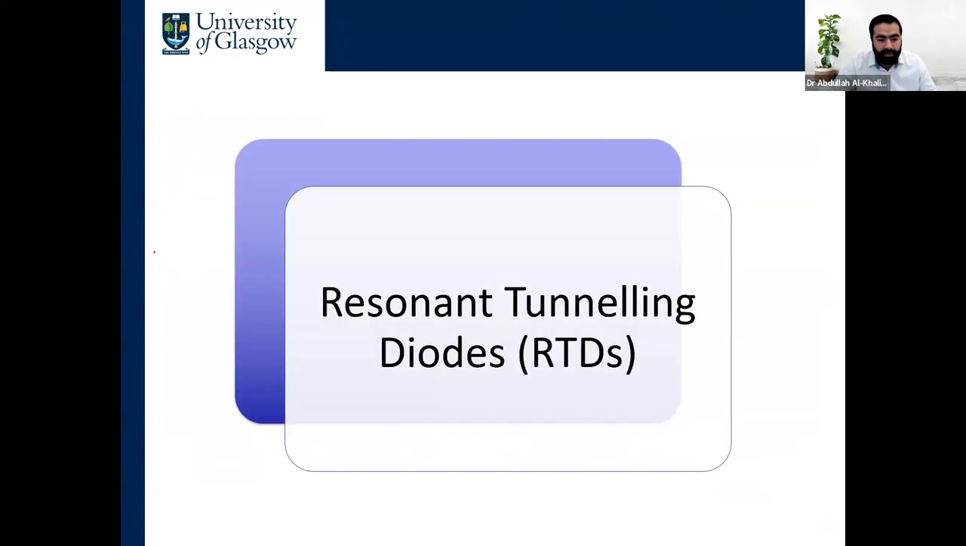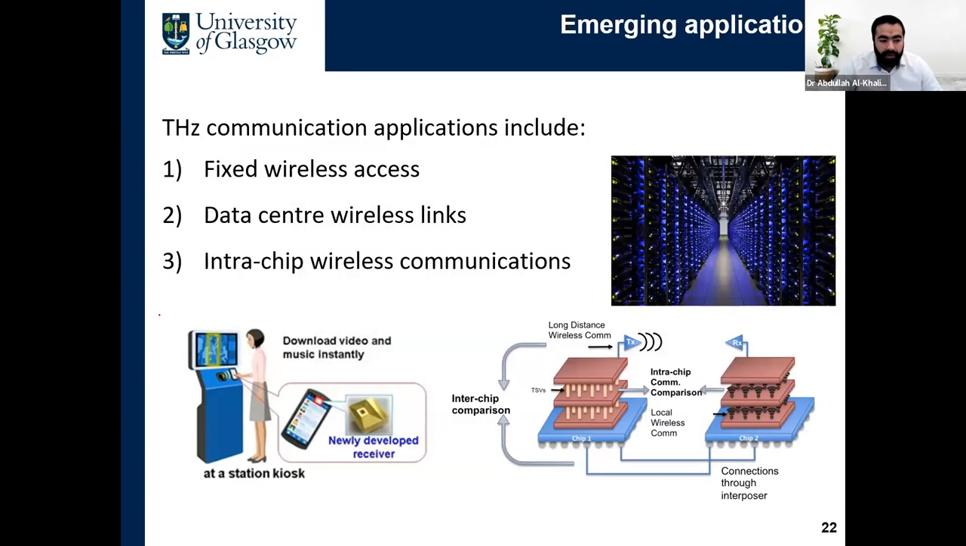I would like to show some slides on resonant tunneling diodes. Basically, resonant tunneling diodes are very high frequency devices, and we can generate terahertz signals with them. The motivation behind going for terahertz is that we require lots of bandwidth, especially with portable technologies like 6G and probably 7G in the future. So we can't keep relying on 3 gigahertz carriers. Terahertz is very interesting for fixed wireless access, for data center applications, for intra-chip wireless communications.